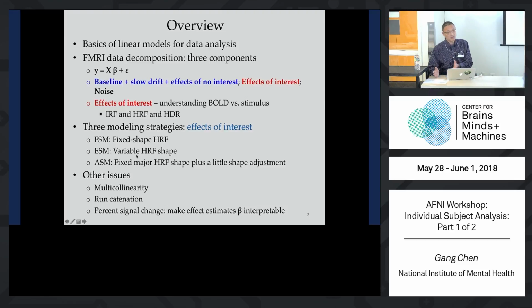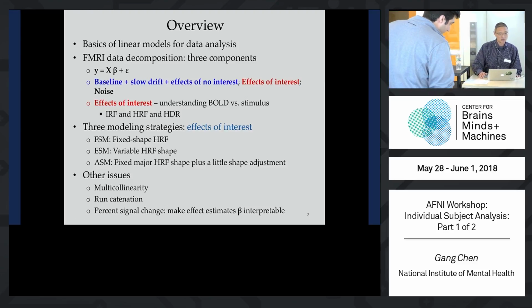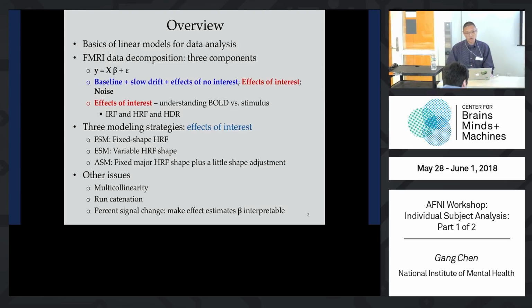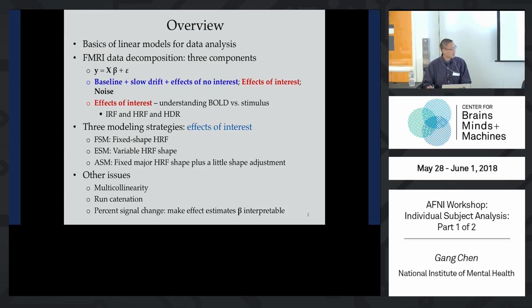Then there's something a little bit more flexible. Usually SPM adopts that approach. You have one, they call it a canonical curve, plus two additional ones. Sometimes people use one extra, which is the time derivative. Sometimes they use the third one, which is the dispersion curve. So we're going to talk about that modeling approach.